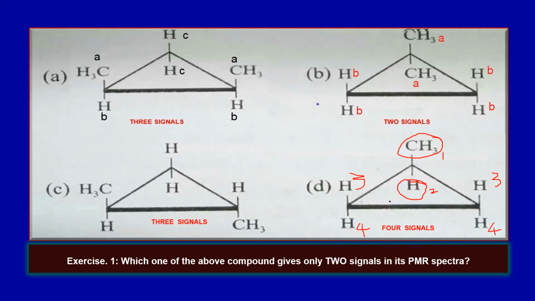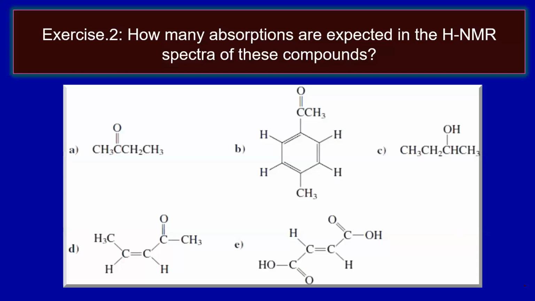So when you are given cyclic compounds, you must be a little bit cautious. Yes. How many absorptions are expected in the following HNMR spectra? So look at here. 1, 2, 3, 4. 4 signals, right? So 1, 2, 3, 4, 5. But looks like 5. But here, look at here. These two are diastereotopic.